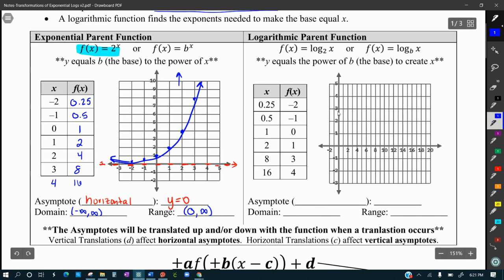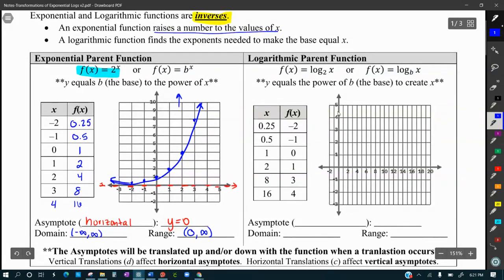Now let's talk about a logarithmic function. What a logarithmic function does is it's kind of the opposite of an exponential. That's why they're inverses. A logarithm finds the exponent needed to make the base equal to whatever x is. So it's going backwards. Exponential functions raise a number to a value. Logarithmic functions find the exponent that is needed to make the base equal whatever x is.